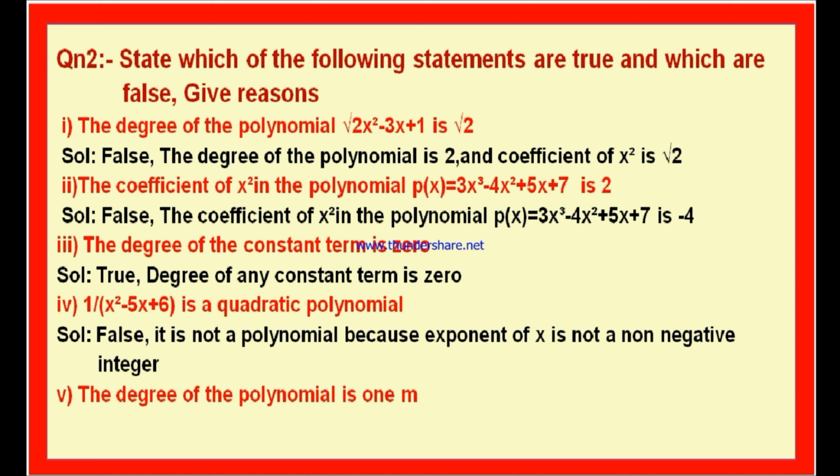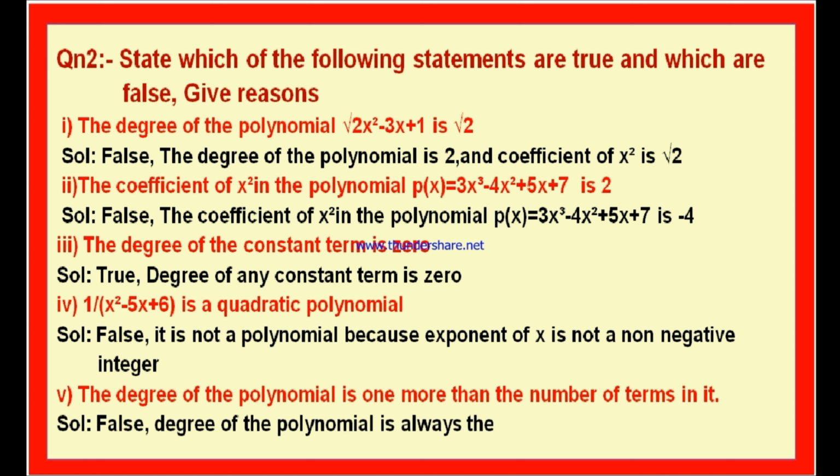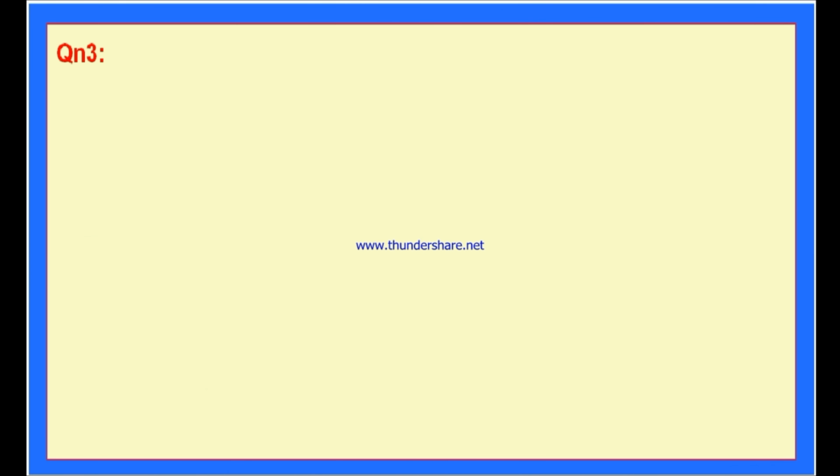Fifth bit. The degree of the polynomial is 1 more than the number of terms in it. Here, please keep in mind, the number of terms is always different from the degree. Degree means the highest exponent of the variable. It is different from the number of terms in the polynomial. There may be any number of terms in a polynomial. Then the solution is, the given statement is false because the degree of the polynomial is always the highest exponent of the variable. Now look at question number 3.